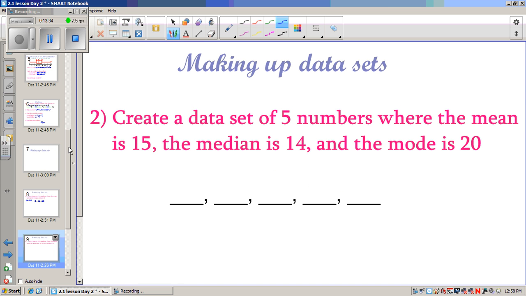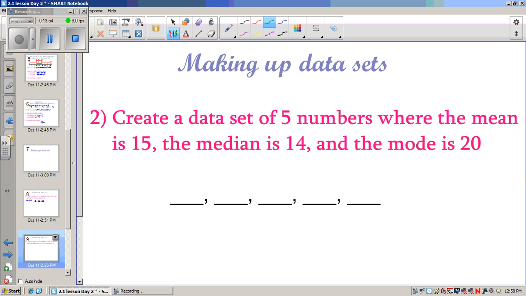We look at number 2. Number 2 says create a data set of 5 numbers where the mean is 15, the median is 14, and the mode is 20. I'm going to start with the easiest one in my opinion and work to the most difficult one to deal with when creating a data set for kids. So the first one I'm going to work with is that the median is 14.